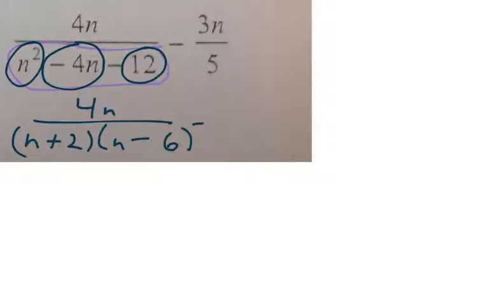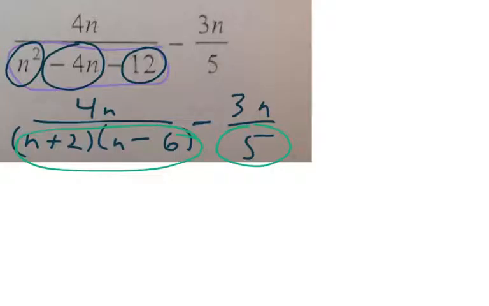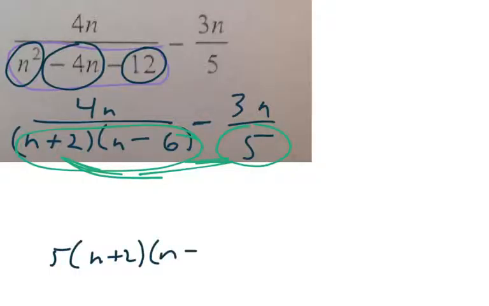Okay. So here is our new improved problem. All denominators are factored now. So, remember when we subtract, we need to find a common denominator. Now, a common way to do this, guys, it's not always a perfect way, but if I just times all the factors together in my denominator, I basically come up with my common denominator. So in our case, our common denominator is going to be 5 times n plus 2 times n minus 6.